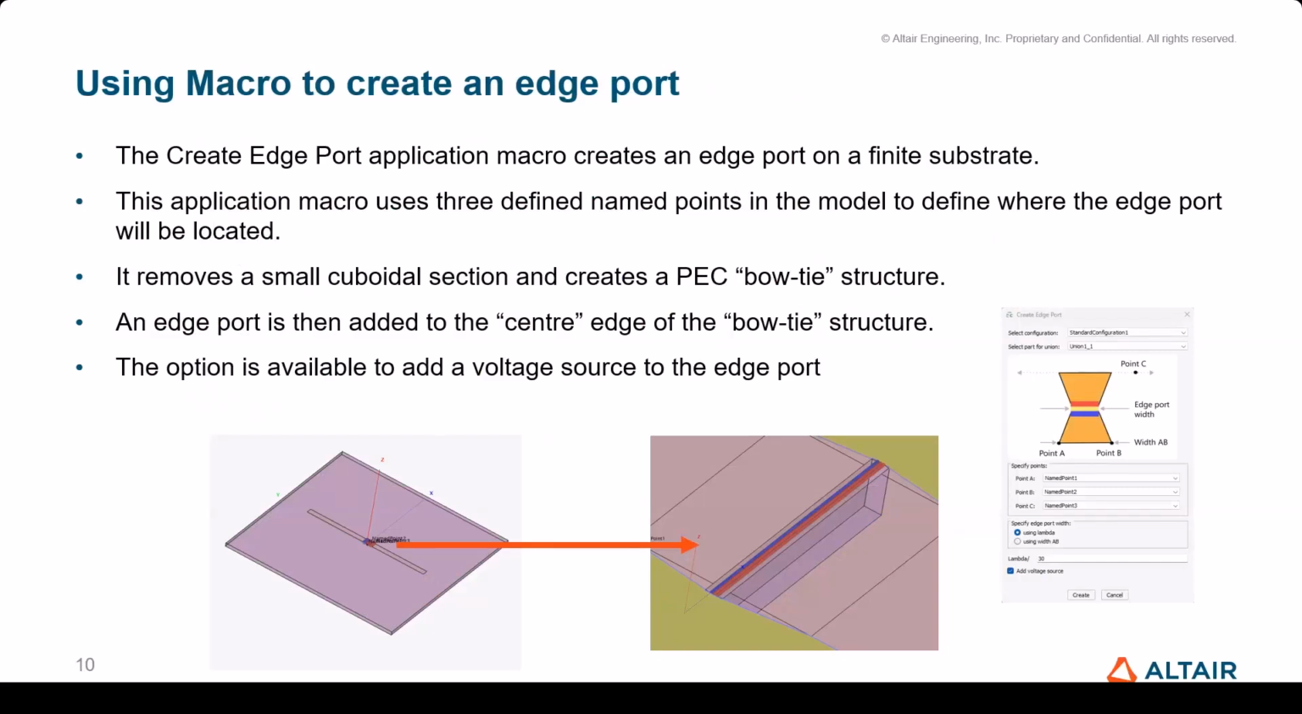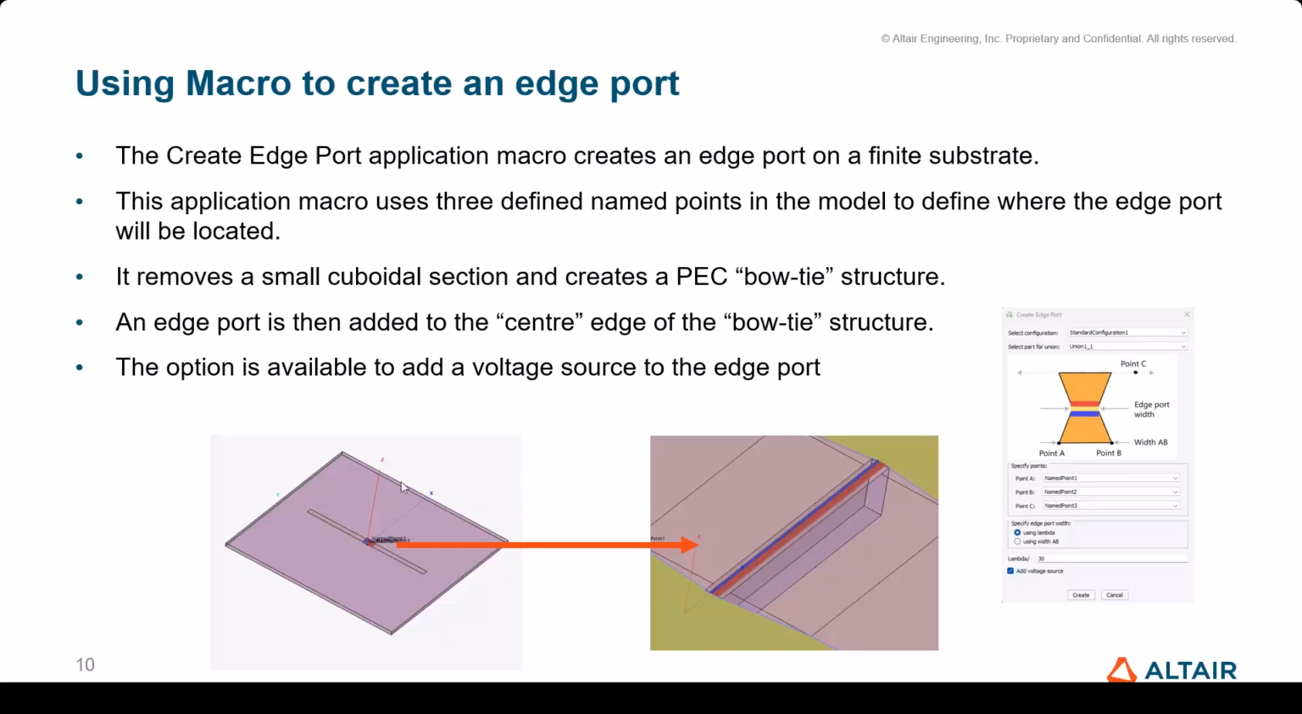It uses three defined named points in the model so that it can identify where the edge port will be located. In order to do that, Feko will remove a small cuboidal section, and it will create a bow tie PEC structure that we can see in the image on the right. And to this bow tie structure, an edge port is created at the center of the bow tie structure. Then onto this bow tie structure center, you can basically place the edge port and add a voltage source.